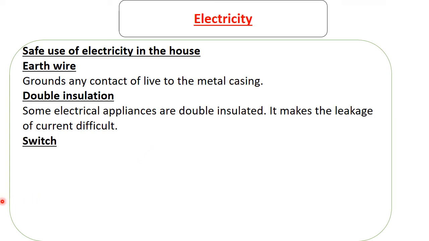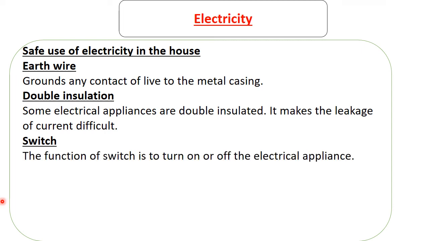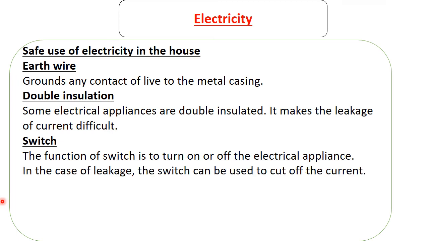Next is a switch. When there is a problem, for example, a stove that is on fire due to some electrical fault somewhere, just switch off from the socket. It can help reduce that. So the function of the switch is to turn on and off the electrical appliances. In the case of leakage, the switch can be used to cut off the current.